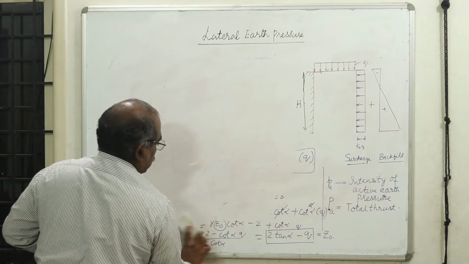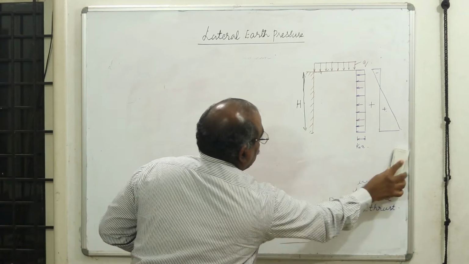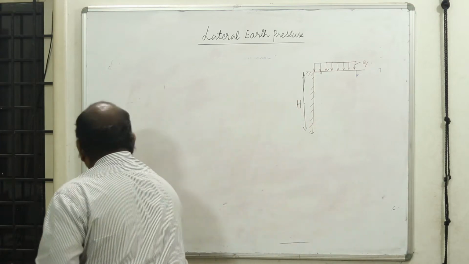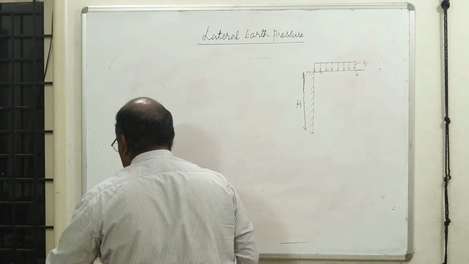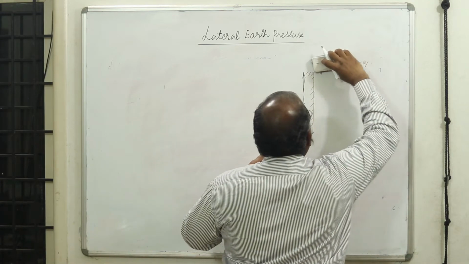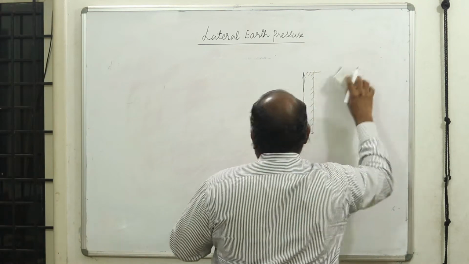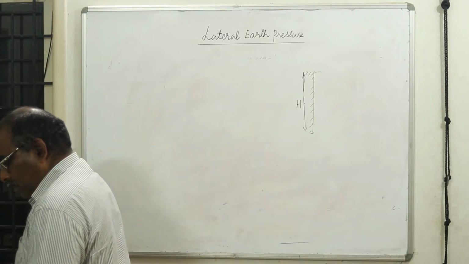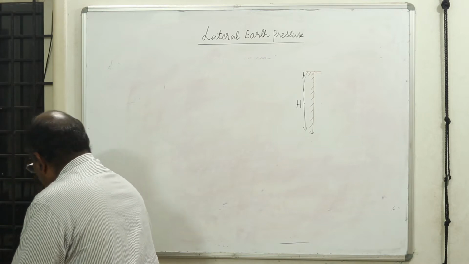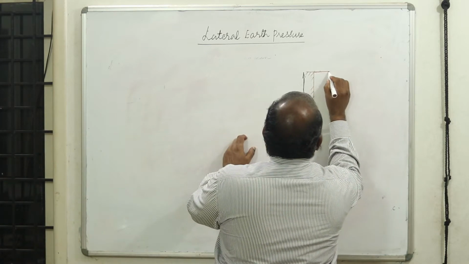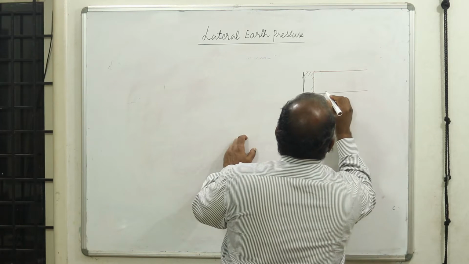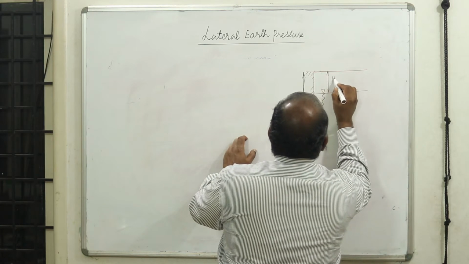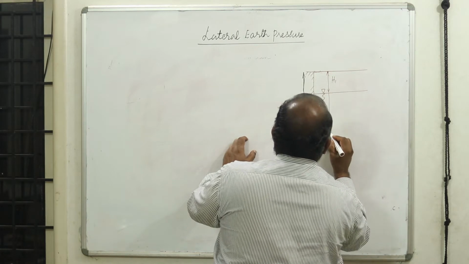Now let us go to the next case. Now if you got some surcharge, it's clear. Now if it is submerged, let us take a case where we have a submerged backfill. To some height we have the water table, and up to some height it is dry. Let this be H1. This is H2.